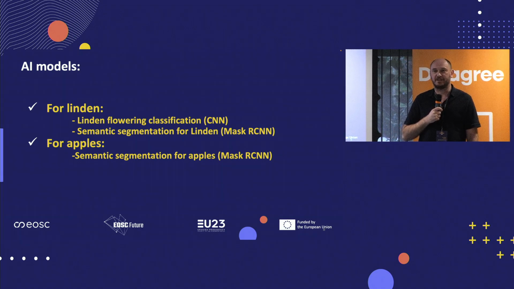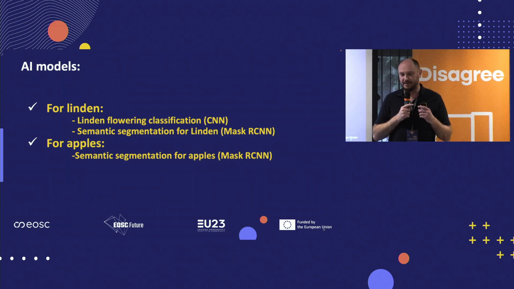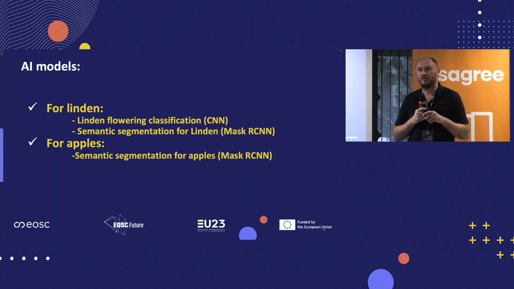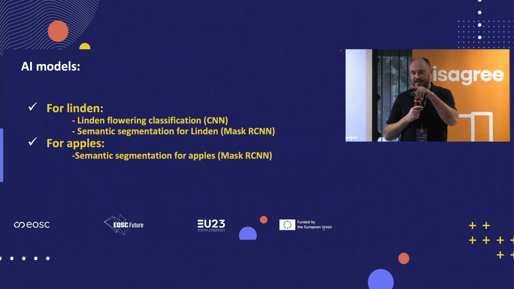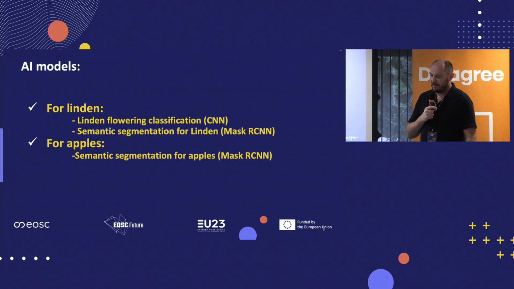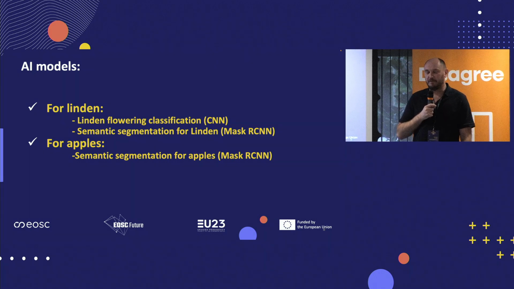So it is not object detection. As you may have come across, object detection is when the apple is in a bounding box, a rectangle. But semantic segmentation is a little more difficult, because inside the rectangle box you find whether each pixel belongs to the apple or not. So it is more difficult to find the apples and create the mask. And for the linden, it is classification. We try to recognize which linden is flowering or not.